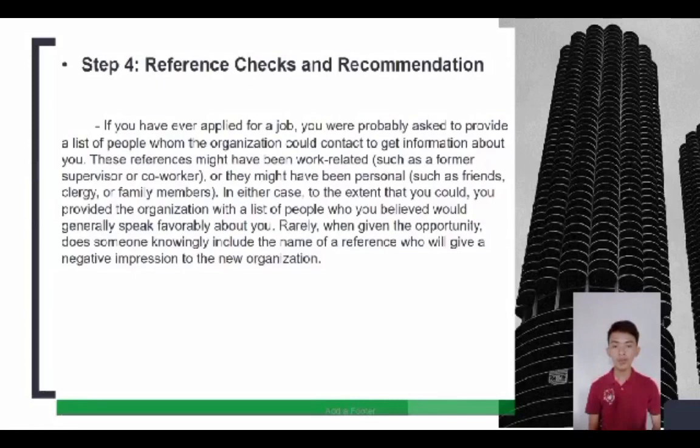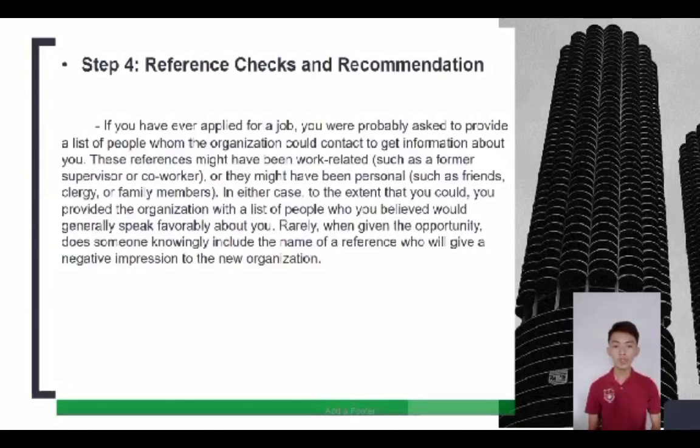If you have ever applied for a job, you were probably asked to provide a list of people whom the organization could contact to get information about you. These references might have been work-related or personal. In either case, you provide the organization with a list of people who you believe would generally speak favorably about you.